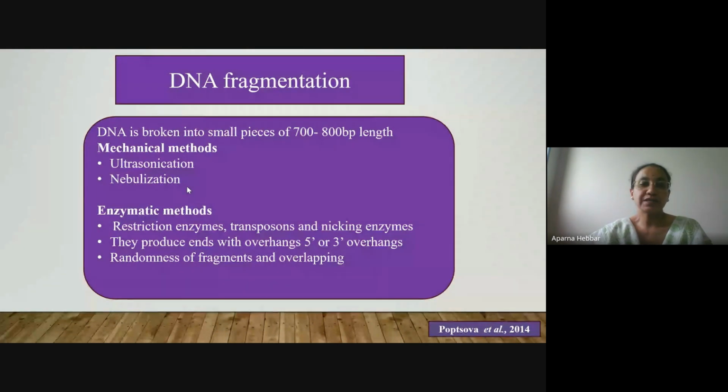At that time, what happens? The nebulizer contains a small hole through which the DNA is allowed to pass. At that time, the breaking takes place.